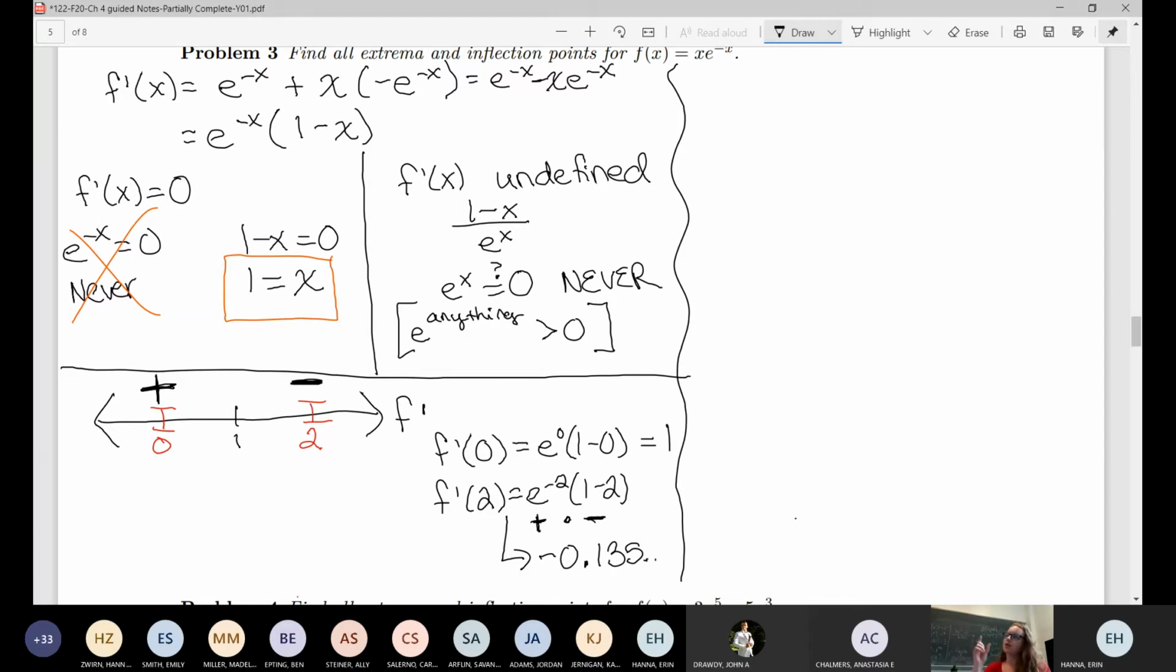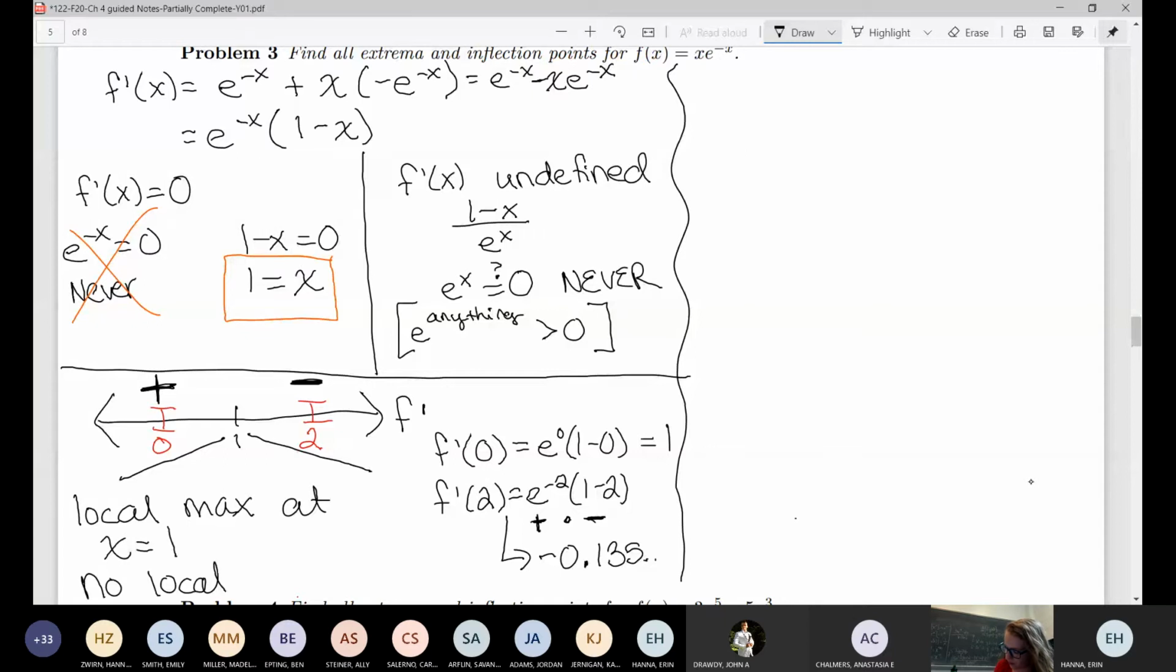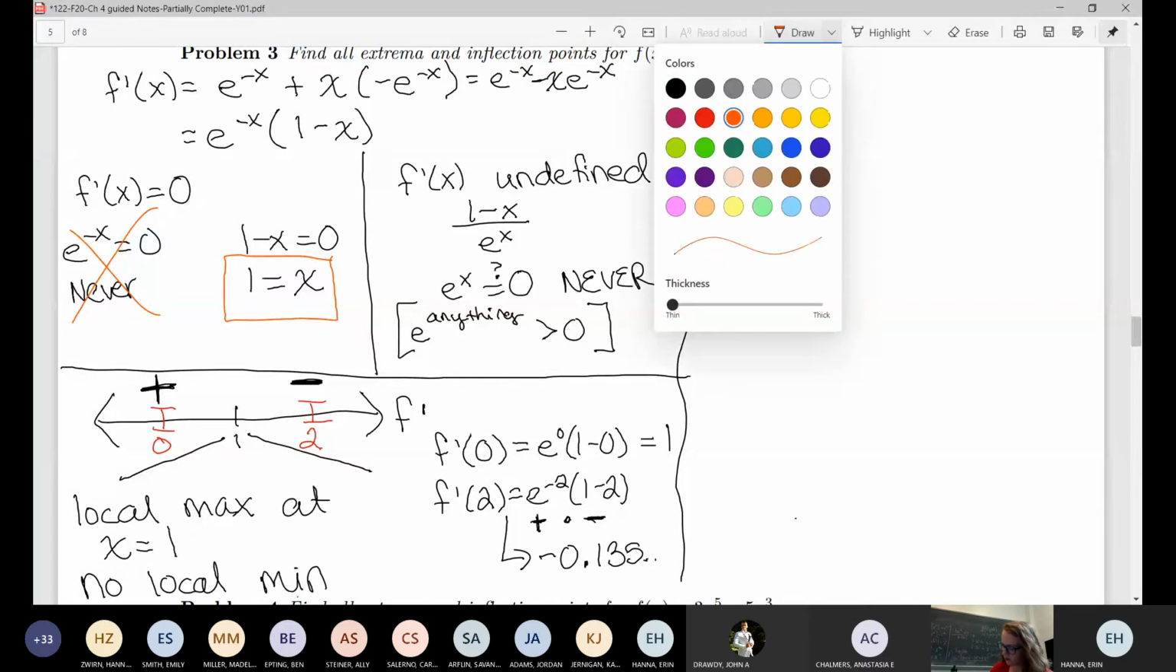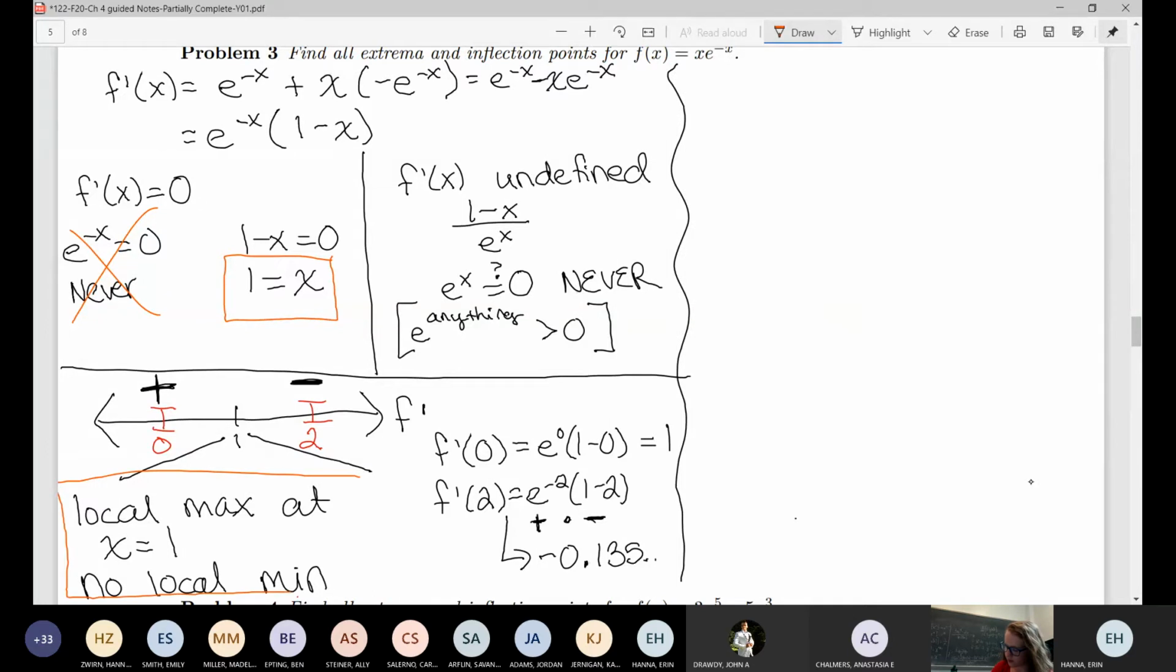So if I do my little line segment pieces, that means that we would be increasing and then decreasing for the original function. So at x equals 1, we're going to have a local maximum. So we'll have a local max at x equals 1 and no local min. Let me box that. That's part of our answer.